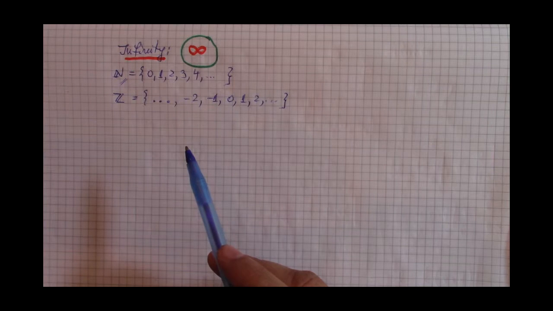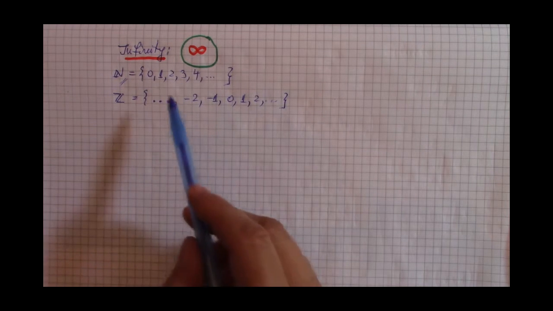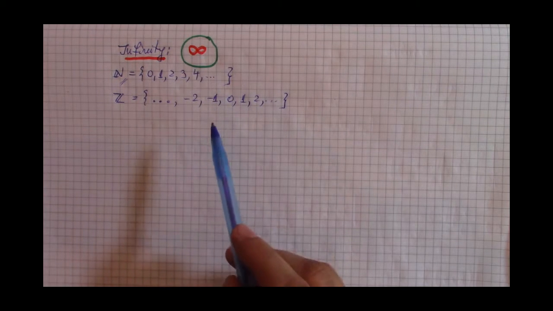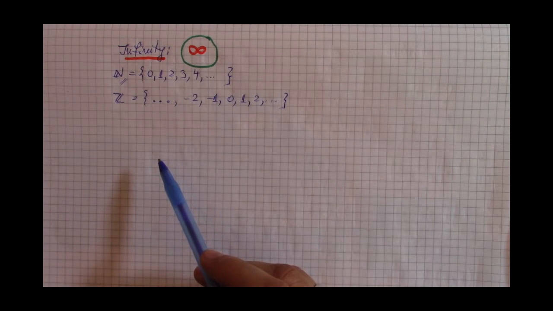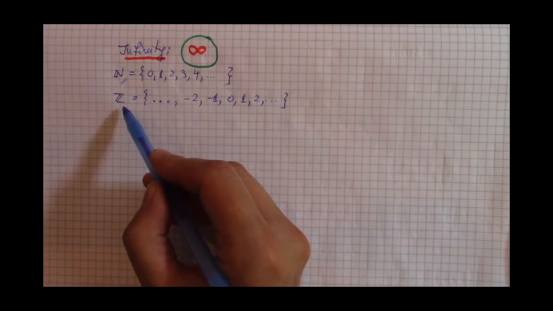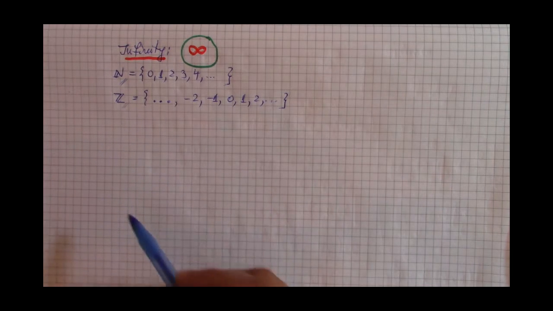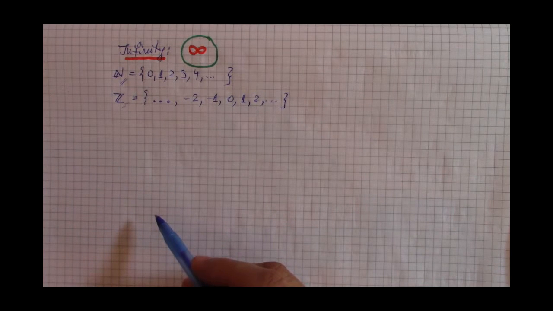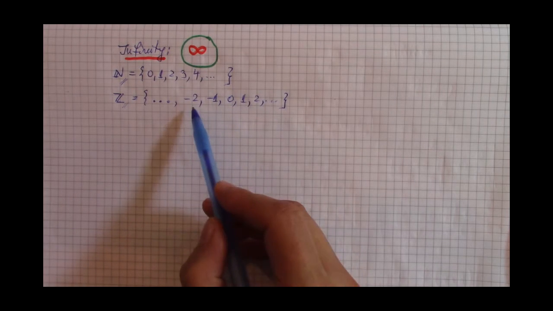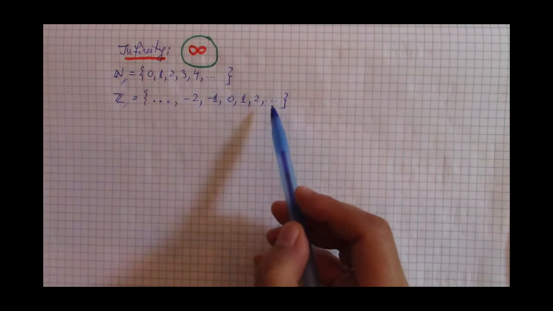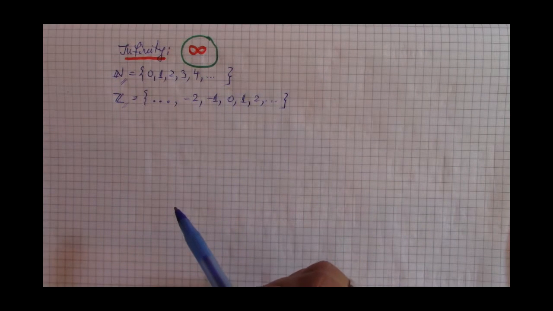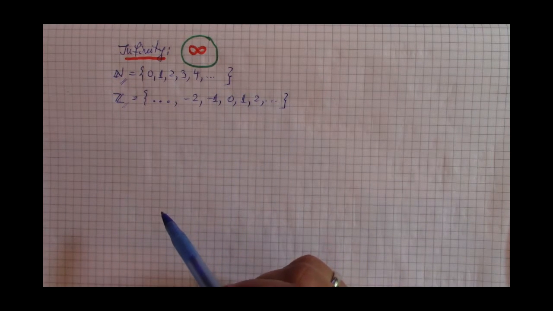So it's kind of clear that this is not a finite set, so it's an infinite set. Now, maybe the second example of an infinite set that comes to mind is the set of integer numbers. So now we have numbers like -2, -1, 0, 1, 2, 3, and so on and so forth.